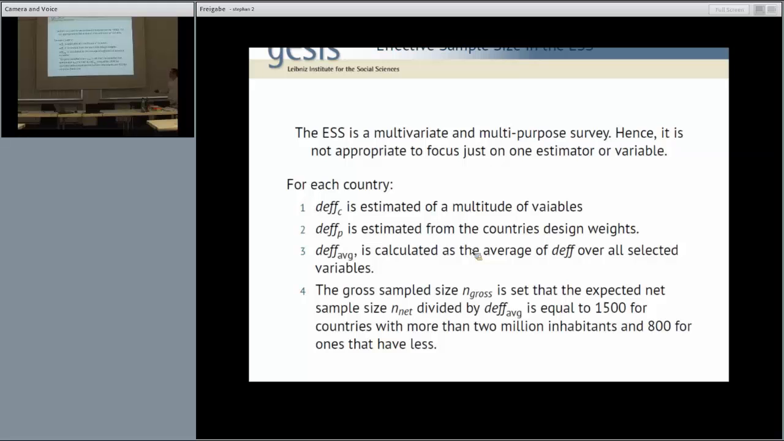What that means is that the quality of the estimate would be like drawing 1,500 elements by simple random sampling in each big country, and in smaller ones, 800 elements, also by simple random sampling. In that way, what you want is that the sampling variance of the estimators is the same across the countries. So that's the way we decide what the cross sample size should be.